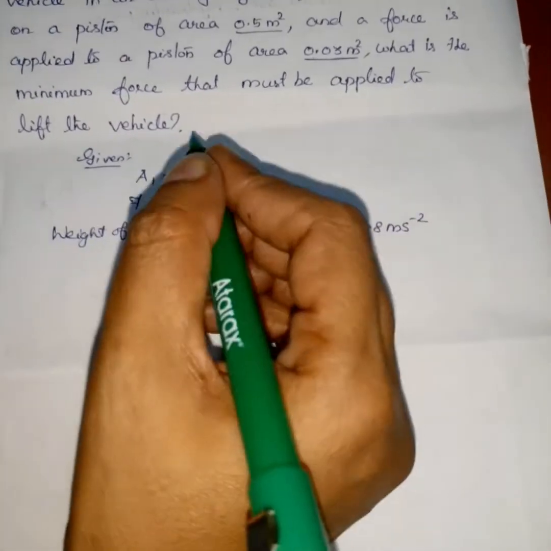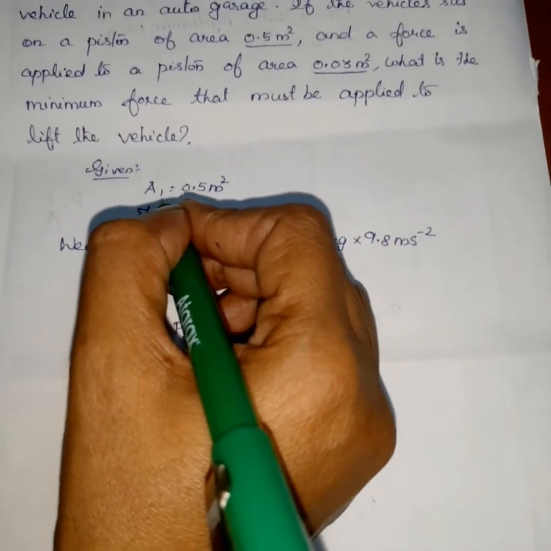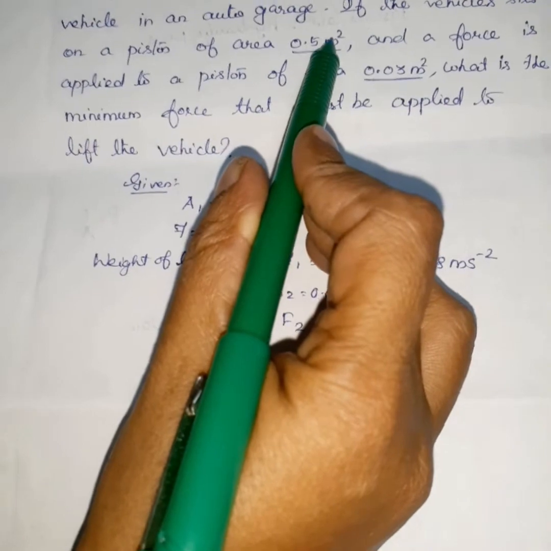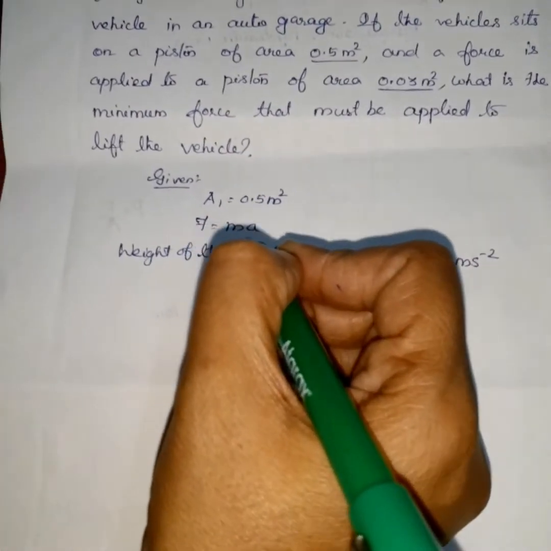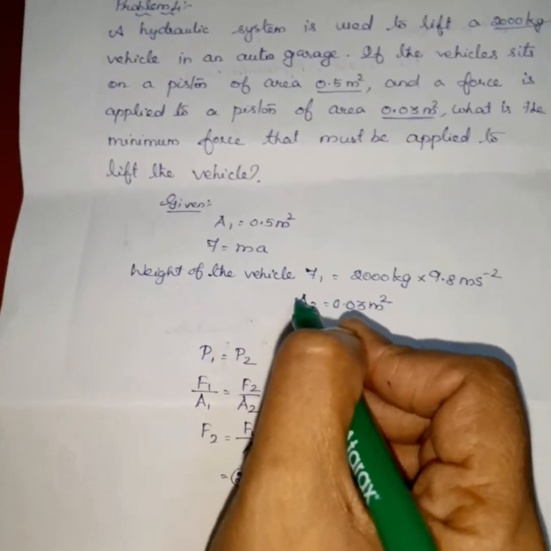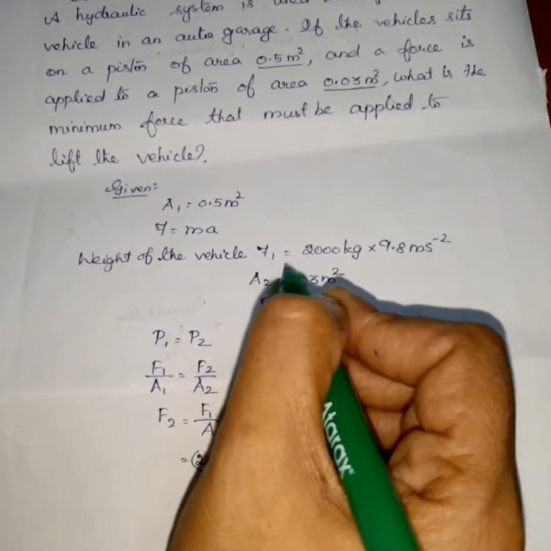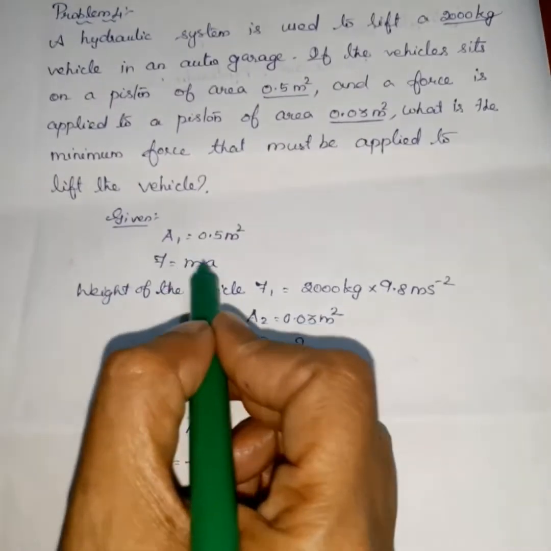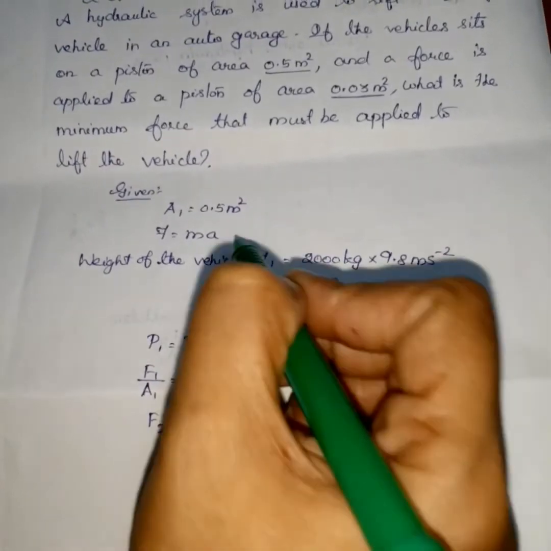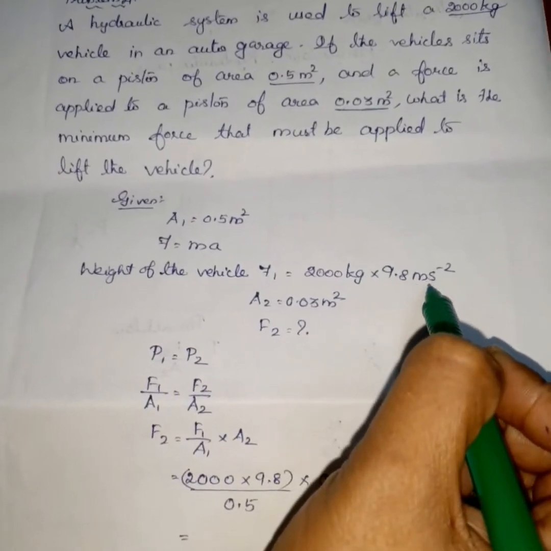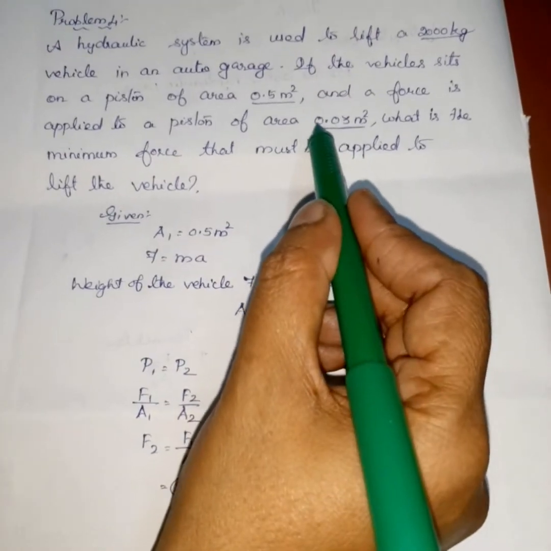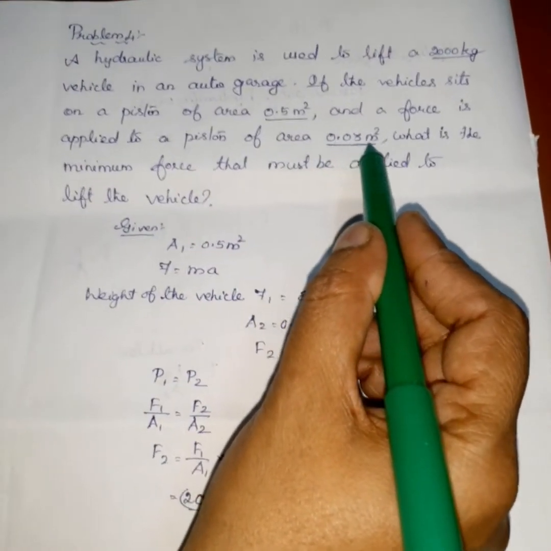So given A1, the area of the cross section A1, is equal to 0.5 meter square. What's the formula? F is equal to ma. Force is equal to mass into acceleration. So the weight of the vehicle F1 is equal to how much? Mass value is 2000 kg into acceleration due to gravity 9.8 meter second power minus 2. Okay. So A2 is equal to 0.03 meter square.